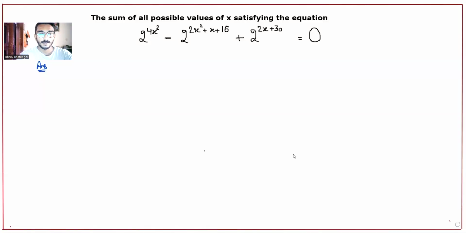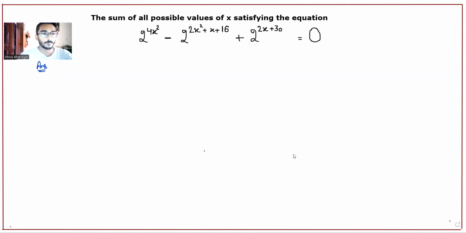All right, let's start the new question based on exponents and indices. The sum of all the possible values of x satisfying the equation 2 raised to the power 4x square minus 2 raised to the power 2x square plus x plus 16 plus 2 raised to the power 2x plus 30 equal to 0. It is a very good question. I find it very interesting.